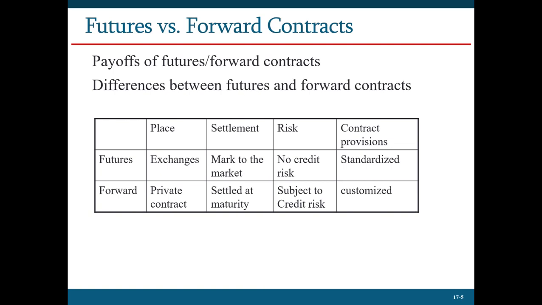No credit risk for both buyers and sellers in a futures contract. But if a forward contract is settled on the maturity date, typically there's no market-to-market mechanism. Therefore, both counterparties in a forward contract may subject to certain amount of credit risk. And the futures contracts are standardized. However, forward contract can be customized based on a client's special needs.